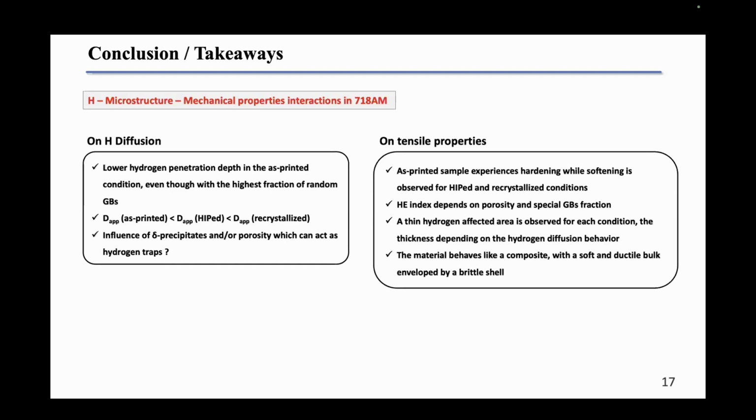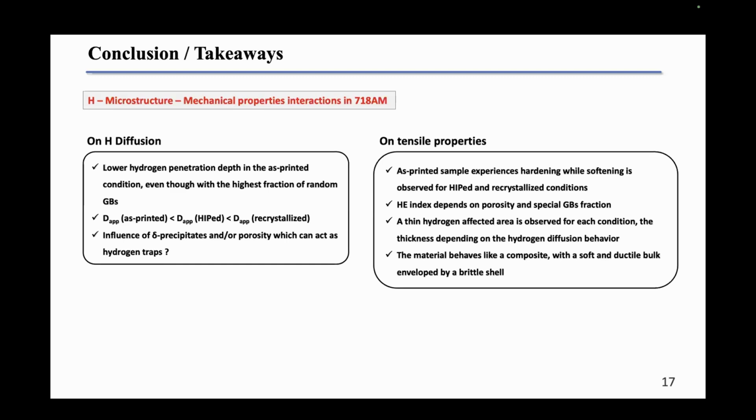On the mechanical properties, we saw that we had different behaviors. First, the as-printed condition experienced a hardening effect, while HIPed and recrystallized samples experienced a softening effect. And hydrogen embrittlement index depends on both porosity, as we saw for the as-printed condition, and the fraction of special grain boundaries, for example.